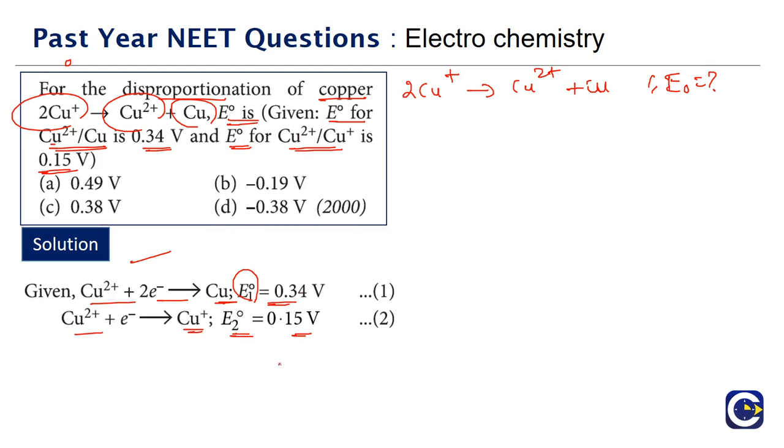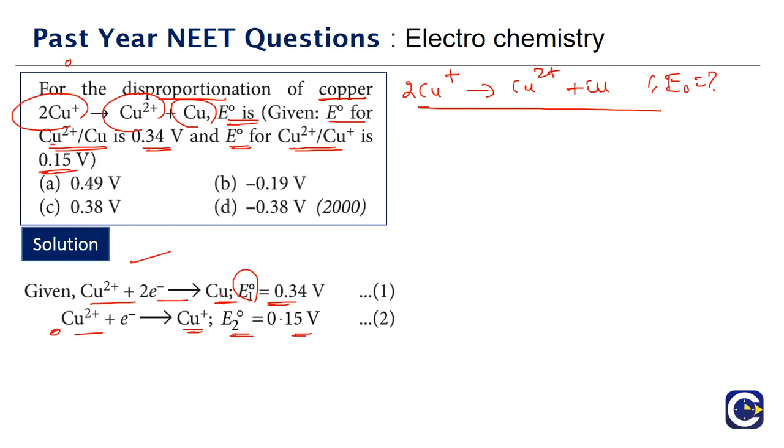Now we have to see how we will be able to make a combination of them so that we can get the overall equation. If you think about it, the second equation has to be reversed and then multiplied by 2. Then we have to add it to equation 1. But before that, since we said we cannot relate the E naught values, we can only relate the del G values.